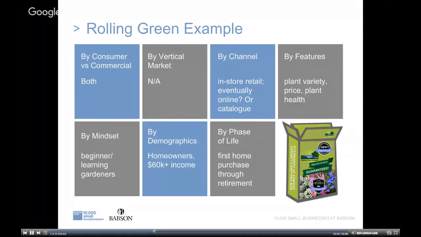Rolling Green could segment by features, for example, the way people buy their products. Some of their residential purchasers buy because they like the price. They're just in for the best price they possibly can get. Others of them like the plant varieties. They're always looking for something interesting.